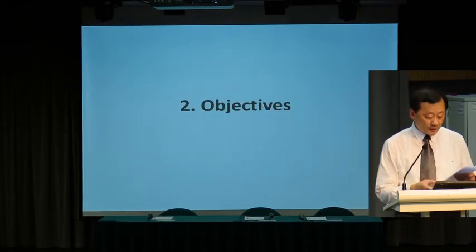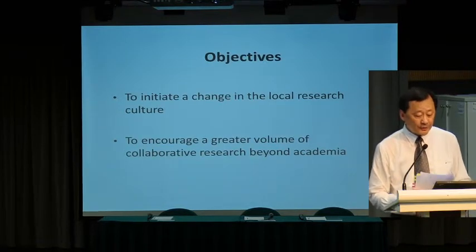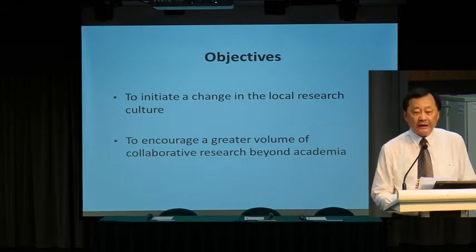Next, let's look at the objectives of what we are trying to do. There are 2 objectives. The first is to initiate a change in the local research culture. Everybody writing proposals knows that you want money to do your research, and you want to write papers to generate high academic impact. But we want to go beyond academic impact. We want to have impact in the society, impact for the community, impact in the world. This is a change in the mentality and culture of our researchers.